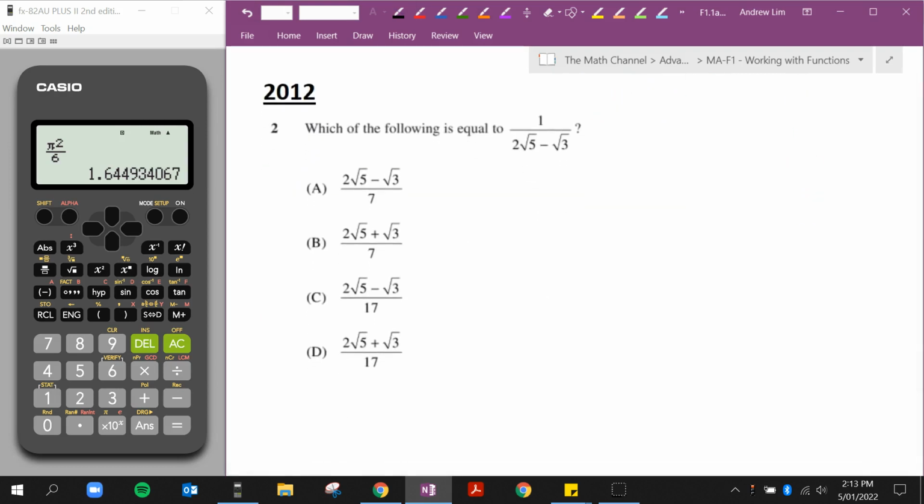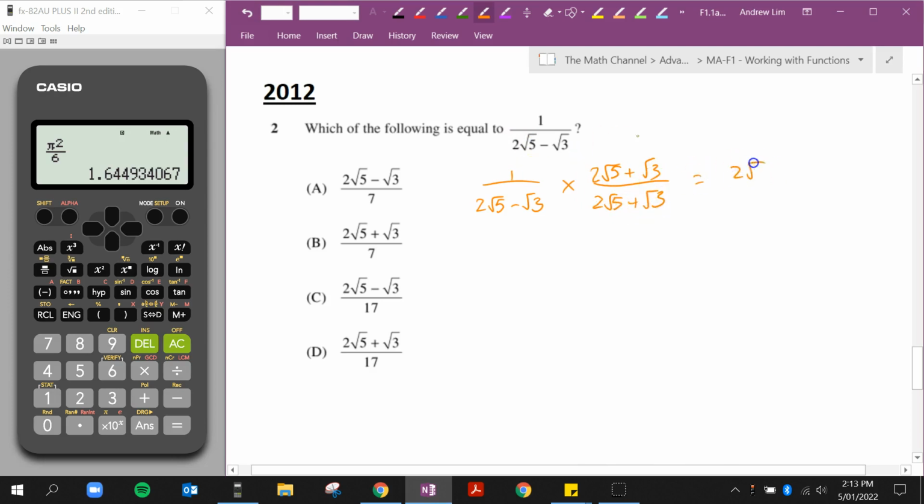Alright, question 2 of the 2012 paper. Which of the following is equal to that fraction here? So again, we need to rationalize. So 1 over 2 root 5 minus root 3. Going to multiply it by 2 root 5 plus root 3 over 2 root 5 plus root 3.